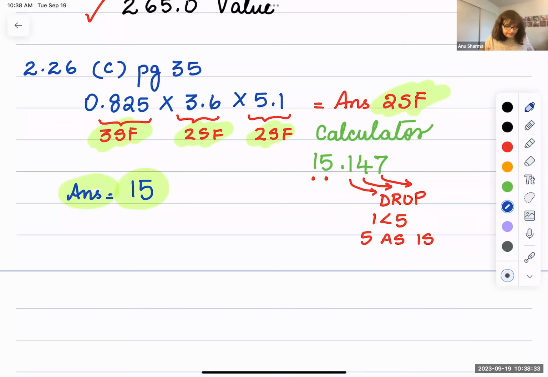Okay, now prefixes. Now let's look at some of the conversion factors. Conversions, we will do like all in one, looking at questions from the back here.